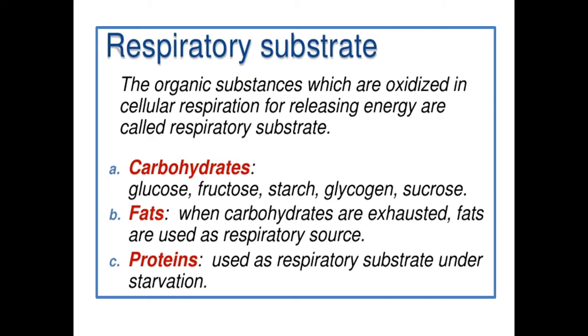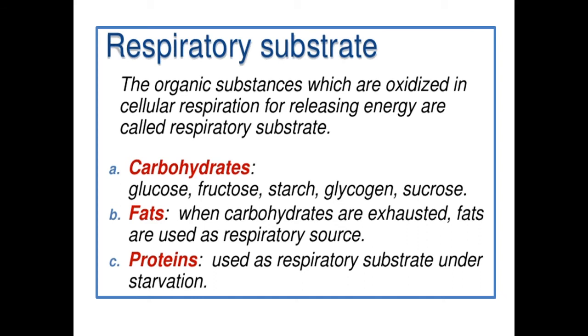Then fats. These fats undergo hydrolysis in the presence of lipase. They are converted into fatty acids and glycerol. Fatty acids first form acetyl coenzyme A, and this acetyl coenzyme A enters directly into the Krebs cycle. In the same way, glycerol is also converted to pyruvic acid, and this pyruvic acid undergoes oxidative decarboxylation, resulting in the formation of acetyl coenzyme A, and this acetyl coenzyme A enters into the Krebs cycle.